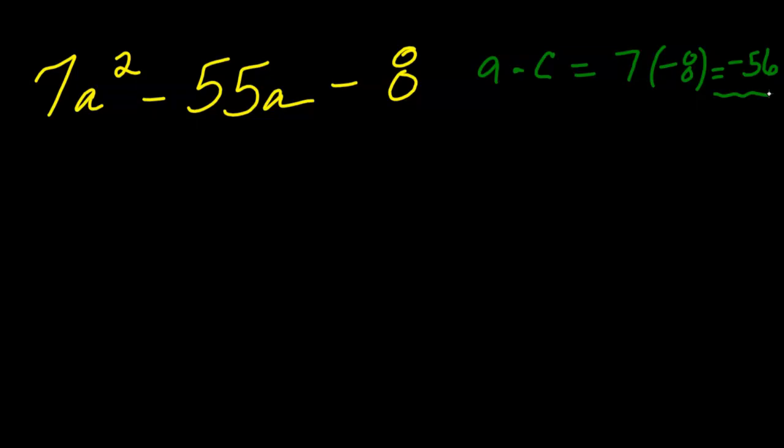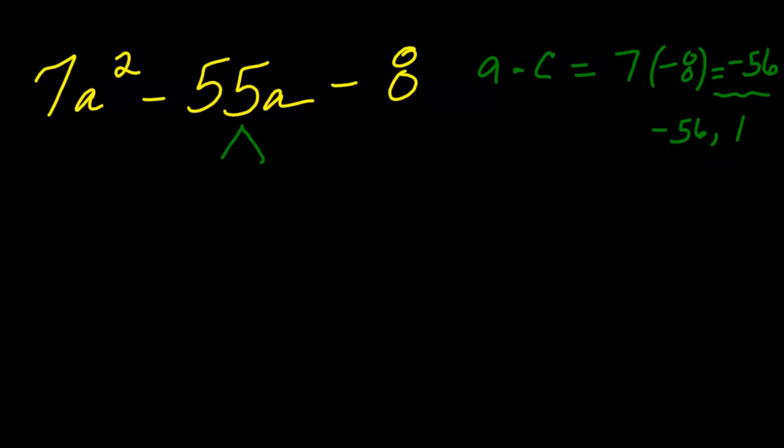Those two numbers are -56 and +1. Because when you multiply those, you get -56, but when you add them, you get -55. Okay, and then what you're going to do is split your middle term. So you're going to rewrite this trinomial, where you take this middle term, instead of writing it as -55a, and split it out into these two numbers that we just found.